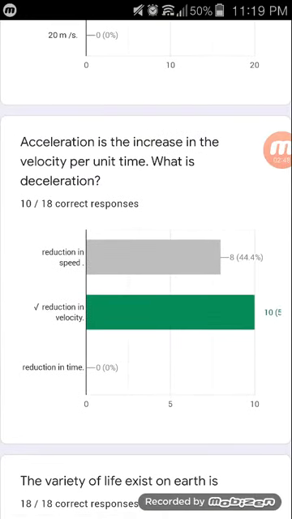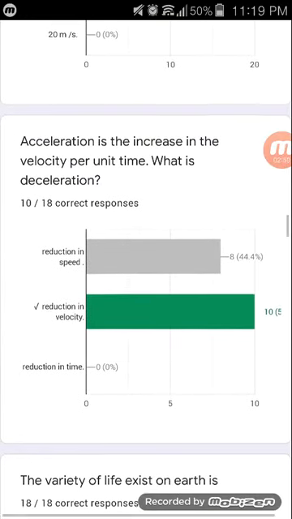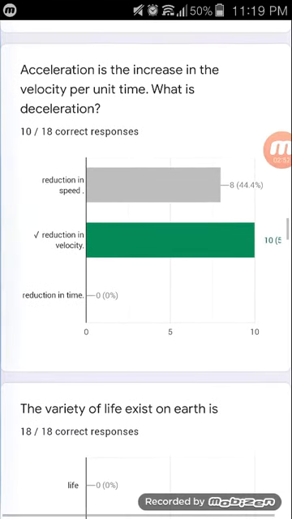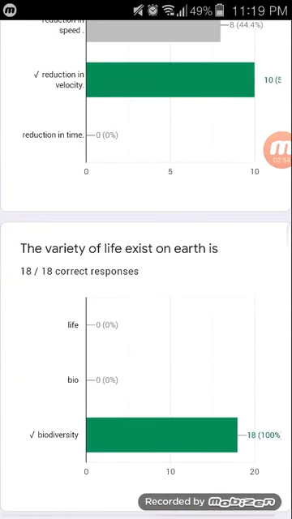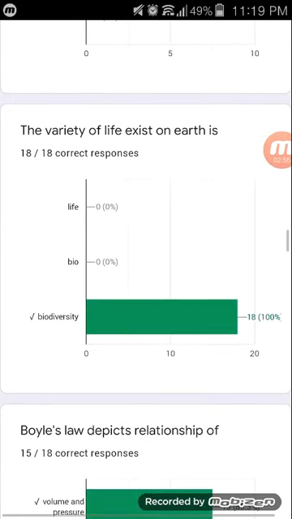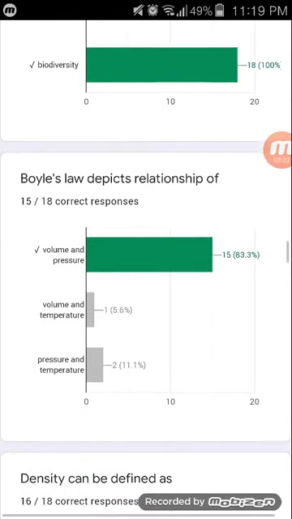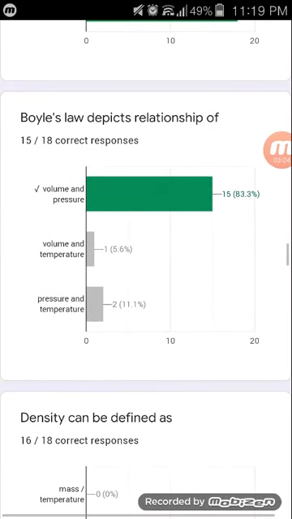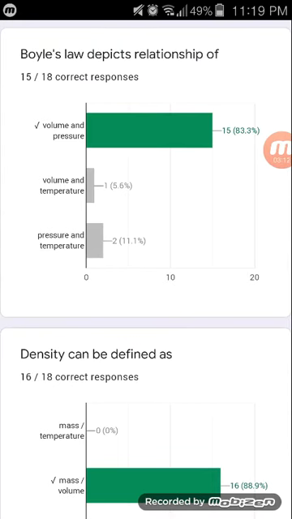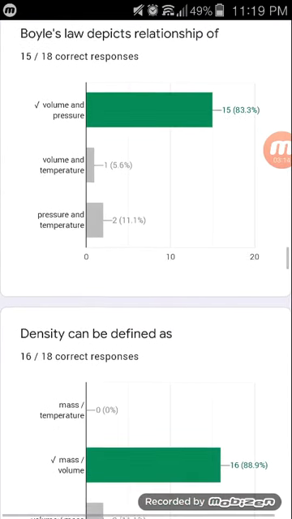Next, we have acceleration. The decrease in acceleration is what? Deceleration. So this is what it was all about. In the next, we have the variety of life that exists on earth, which is biodiversity. Next, we have Boyle's law. It is a law that depicts a relationship between volume and pressure, which is the inverse relation, right? Most of the people, 83%, selected it.